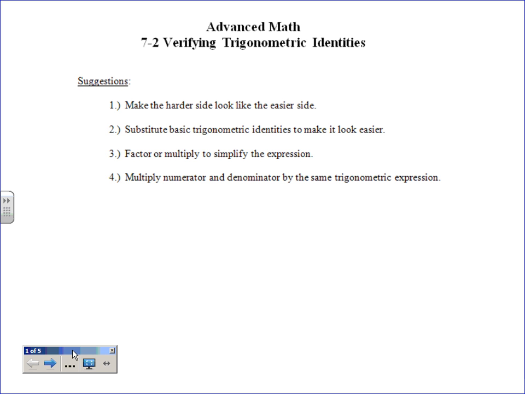Number two is to substitute the basic trig identities to make it look easier. For example, you might have a secant in there. Well, maybe write it as 1 over cosine, because that's kind of like your sines and cosines idea right there. Three, factor or multiply to simplify the expression, whichever way you want to go there. Perhaps if there's something in common, factor it out. Otherwise, maybe multiply something to the other side. Maybe that'll be easier. And multiply the numerator and denominator by the same trig expression. So maybe multiply both top and bottom by sine. And isn't that kind of what we just did on that last one? We multiply both top and bottom by cosine. Okay.